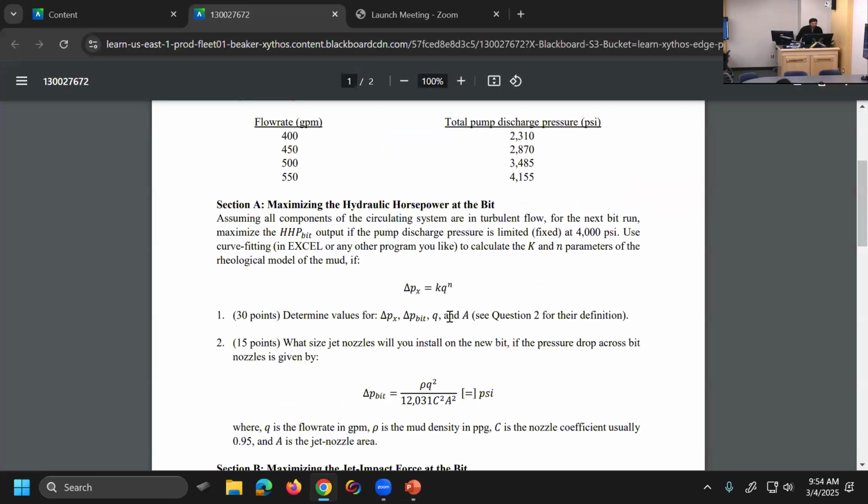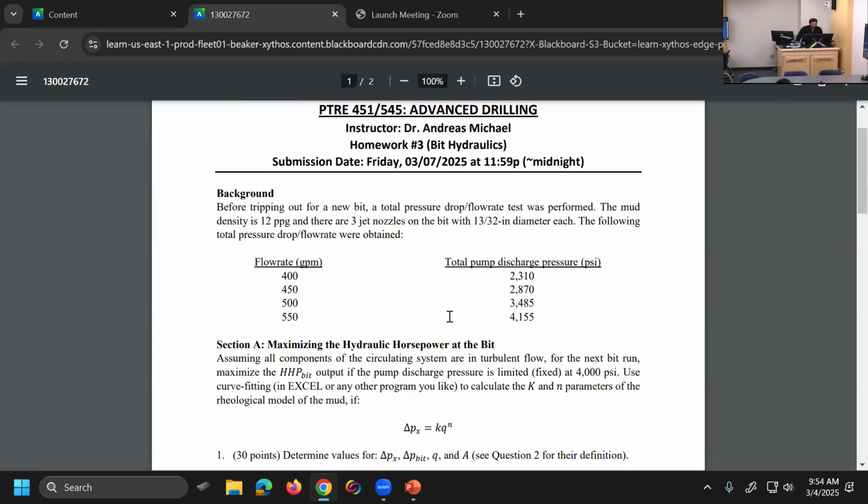But think about it. When you are doing a total pressure drop flow rate test, where is the bit? When you're doing this test, where is the bit?